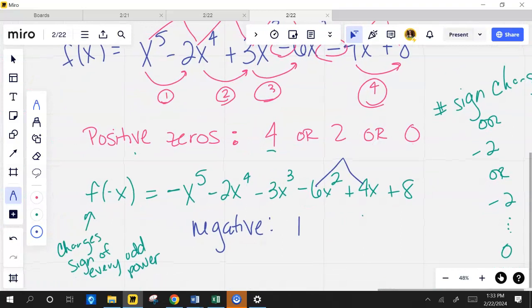So you're going to have a set on your homework where you're not finding the solutions, you're just telling me how many positives and how many negatives. And you're just looking at how many times signs change.